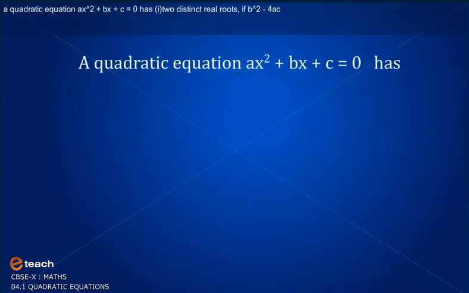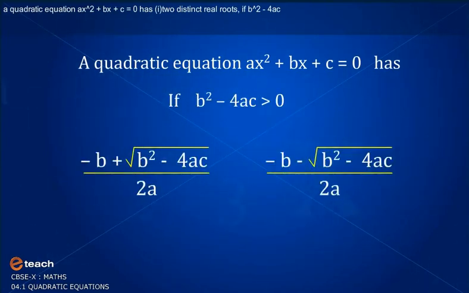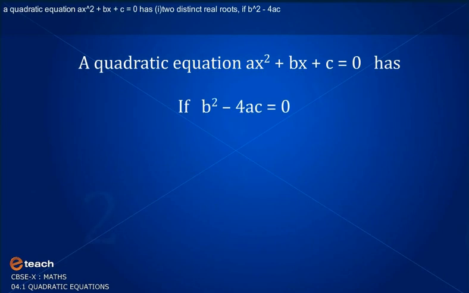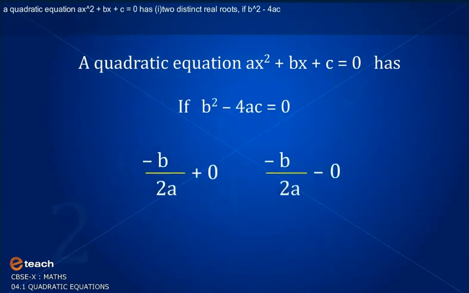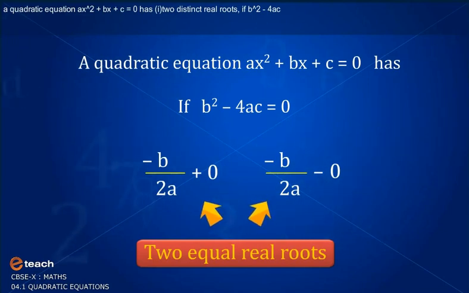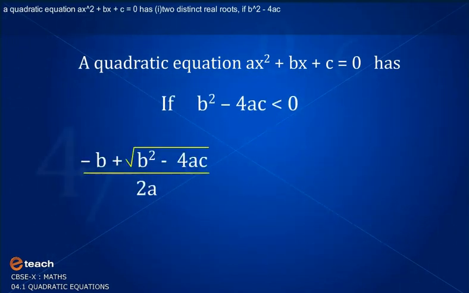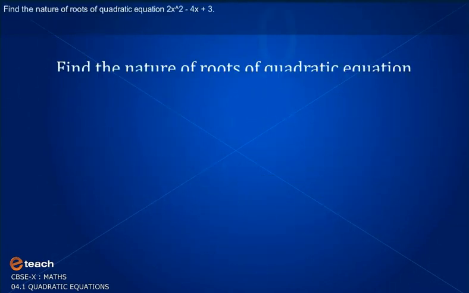A quadratic equation ax square plus bx plus c is equal to 0 has: 1. Two distinct real roots if b square minus 4ac is greater than 0. 2. Two equal real roots if b square minus 4ac is equal to 0. 3. No real roots if b square minus 4ac is less than 0.